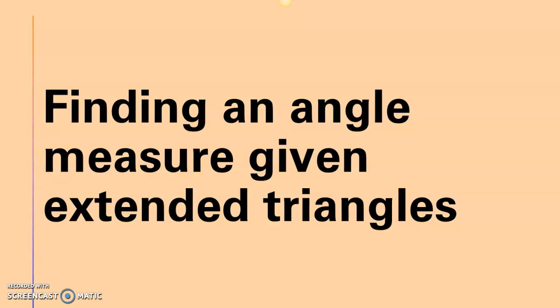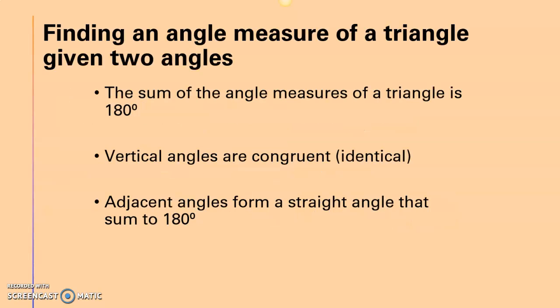Next, we'll do finding an angle measure given extended triangles. So a few things that you need to know. When finding an angle measure of a triangle given two angles, the sum of the angle measures of a triangle equals 180 degrees. The vertical angles are congruent, or identical angles, and adjacent angles form a straight angle that sums to 180 degrees. Remember, adjacent means side by side.